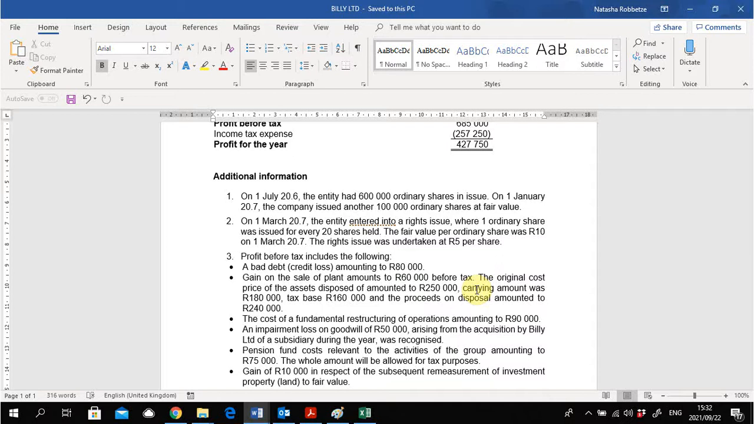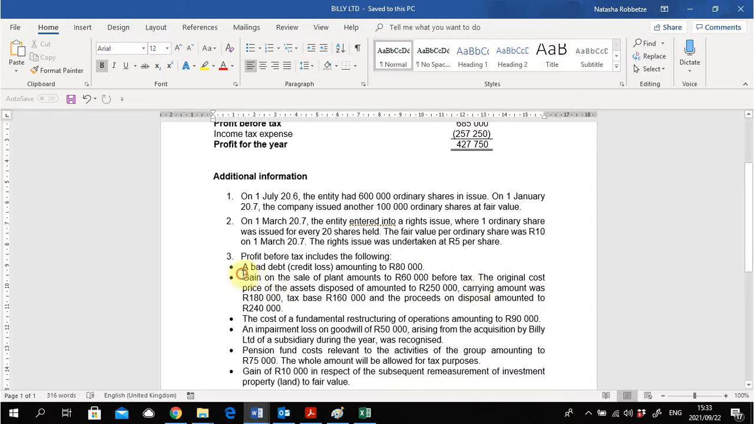In note number 3, they say profit before tax includes the following: a bad debt or credit loss of 80,000. So now we need to go and decide, are these items excluded or included? Bad debts are included, so we are not going to add it back because it should not be removed. Then we have gain on sale of plant for an amount of 60,000 Rand before tax. They tell you that the original cost price of the asset was 250,000. There was a carrying value of 180,000, and of course a tax carrying value, aka a tax base, of 160,000. And the proceeds of this disposal were 240,000. So this is a gain on sale. Definitely this is on the exclusion list, so it needs to be excluded.